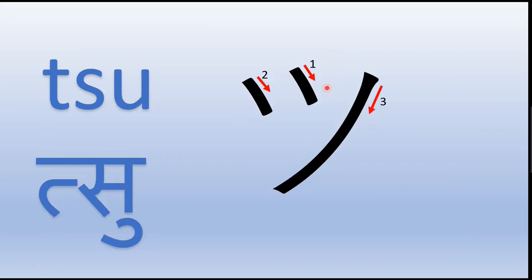Tsu. Tsu is similar to shi, but the difference is that the slopes of all these segments are steeper than those in shi. So this is the first stroke like this, the second stroke in this direction, and the third stroke will be in this direction like this, and the steepness of this slope is more than that in shi.